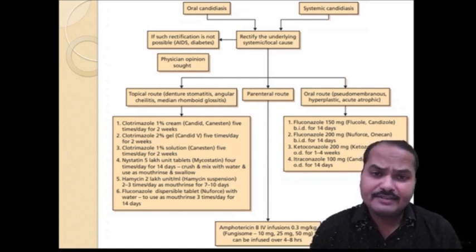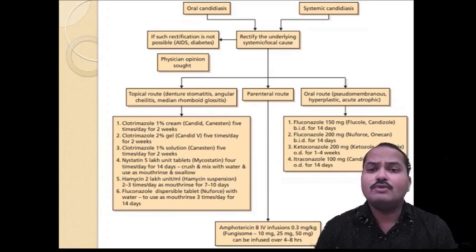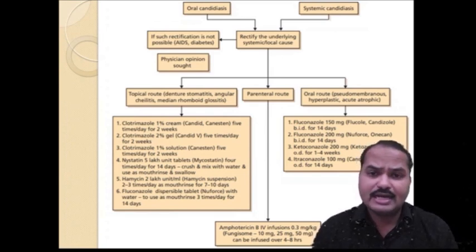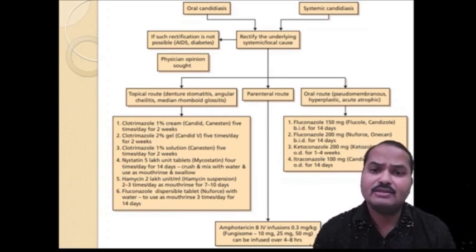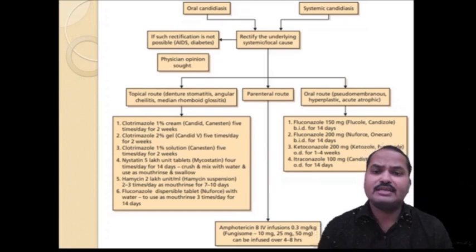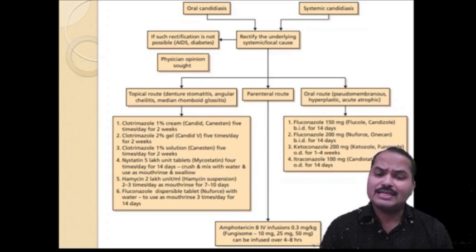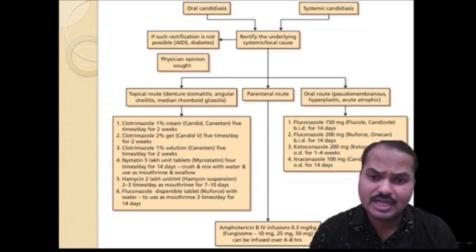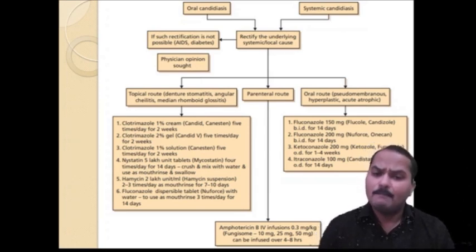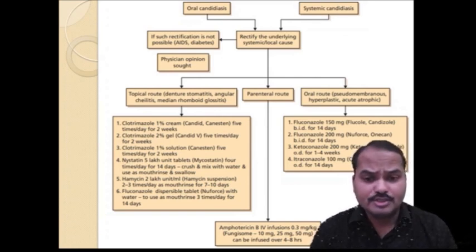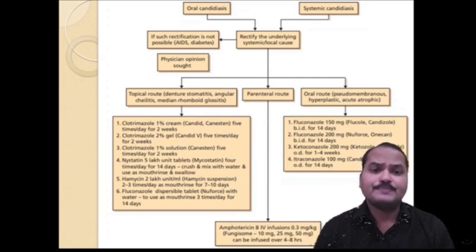And if the rectification is possible, then we can go for a topical route, as in case of denture stomatitis, angular cheilitis, median rhomboid glossitis, by giving clotrimazole gel, cream, or solution. Nystatin tablets can be given crushed and mixed with water and used as a mouth rinse. Fluconazole dispersible tablets can be used with water.